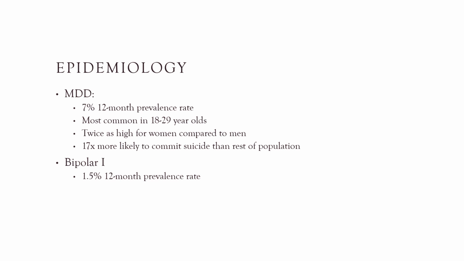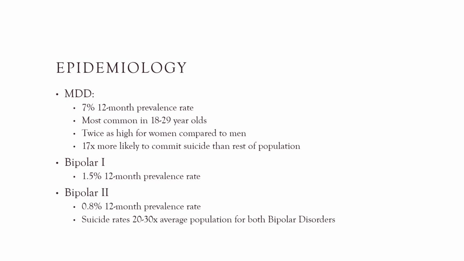For bipolar 1, the prevalence is a lot lower, so it's about 1.5% of people in the past 12 months who have had a diagnosis of bipolar 1 disorder. And bipolar 2 is even smaller, so only about 0.8%. There are also gender differences in bipolar as well, so bipolar 2 is more common for women. There's some evidence that things like childbirth can actually trigger manic episodes in some cases, and also depression as well.